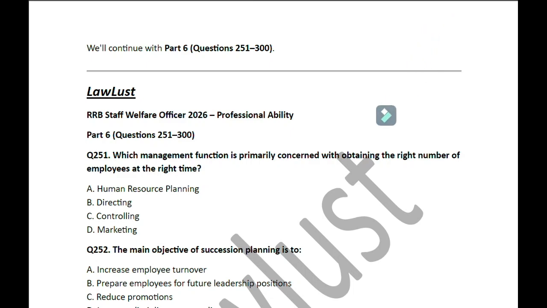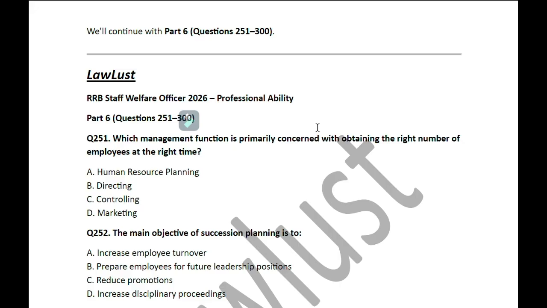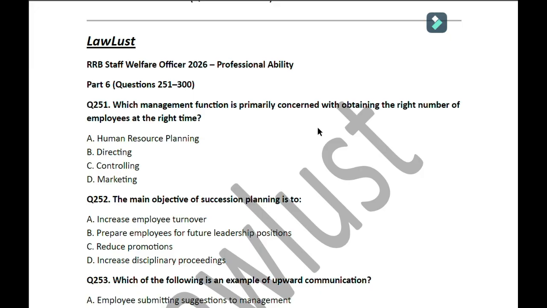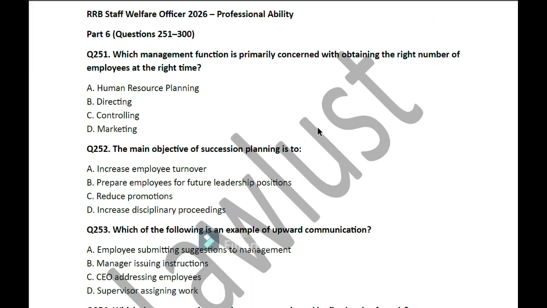So we are going to continue the same series of 500 MCQs for RRB SW exam. So in this video, we are only going to read the question and declare the answer after a pause. So without wasting any time, move on to the questions of part 6, starting from question number 251.